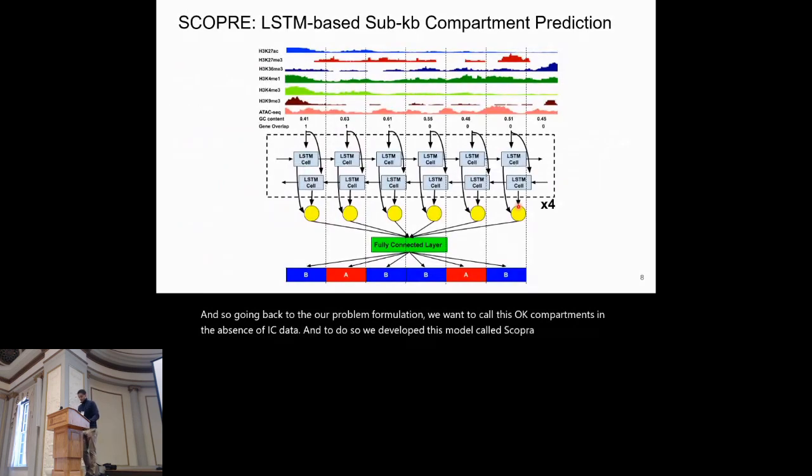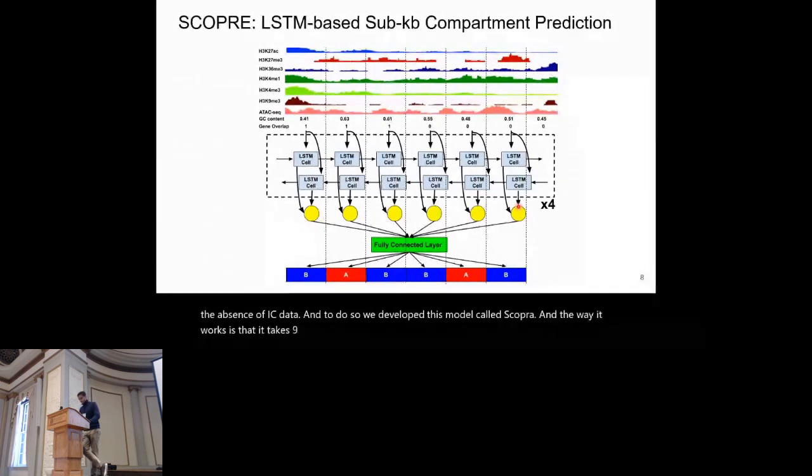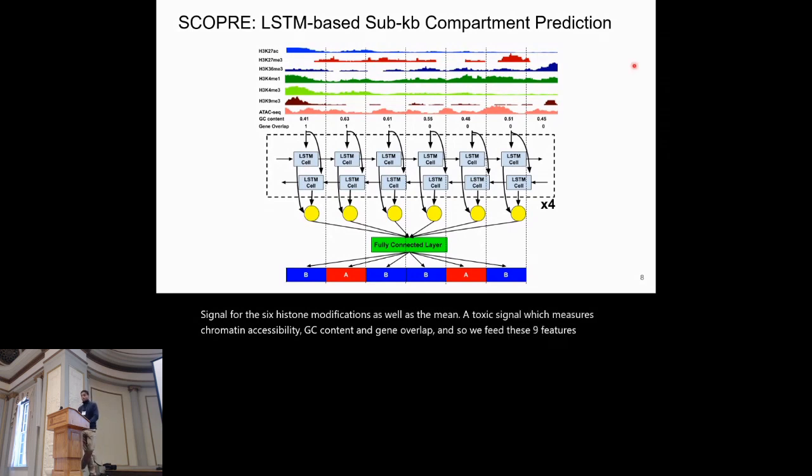And the way it works is that it takes 9 epigenomic and genomic features, which I show here. And so we bin the genome into 500 base pair intervals, and we take the mean ChIP-seq signal for these 6 histone modifications, as well as the mean ATAC-seq signal, which measures chromatin accessibility, GC content, and gene overlap. And so we feed these 9 features into what's called a long short-term memory model.